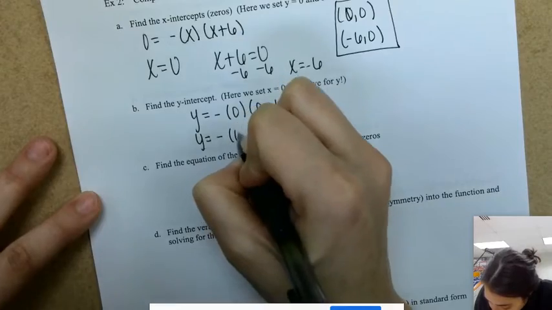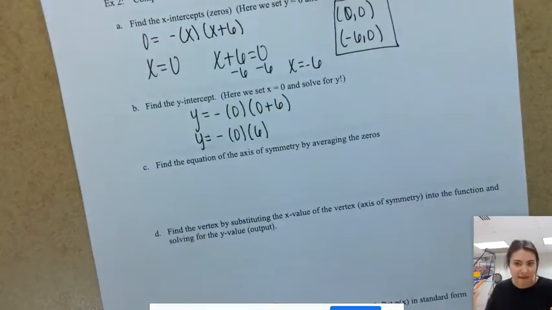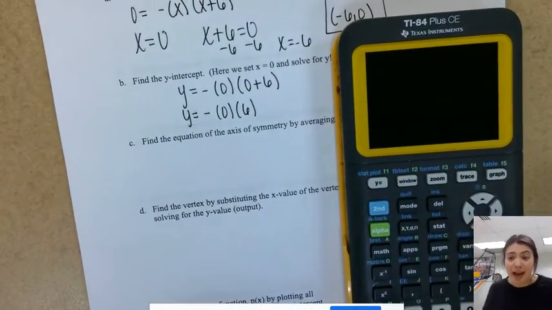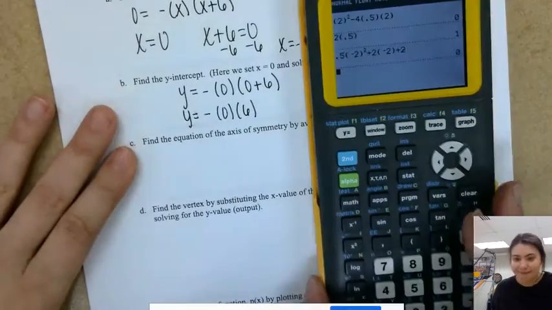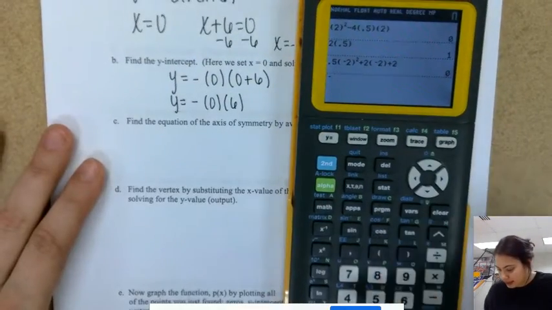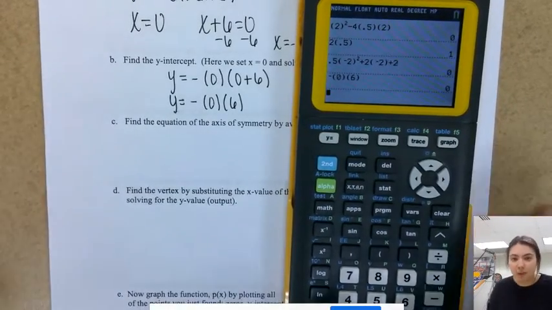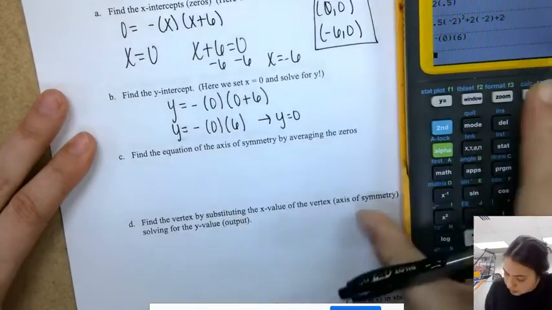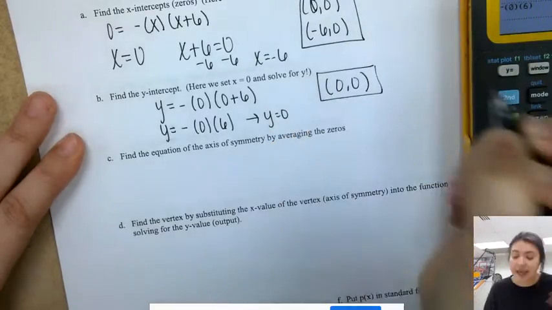If you are unsure of your final answer because of that value of 0, always double check it in your calculator. If you remember, anything times 0 is just going to be 0. But if you're still unsure, go ahead and double check. -0 times 6 is just 0. So our y value is 0. So therefore, our y-intercept is 0, 0, which is the origin.